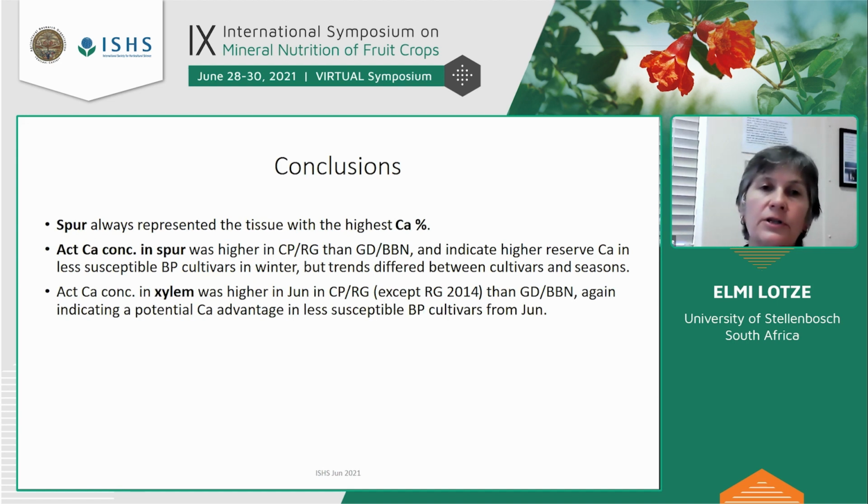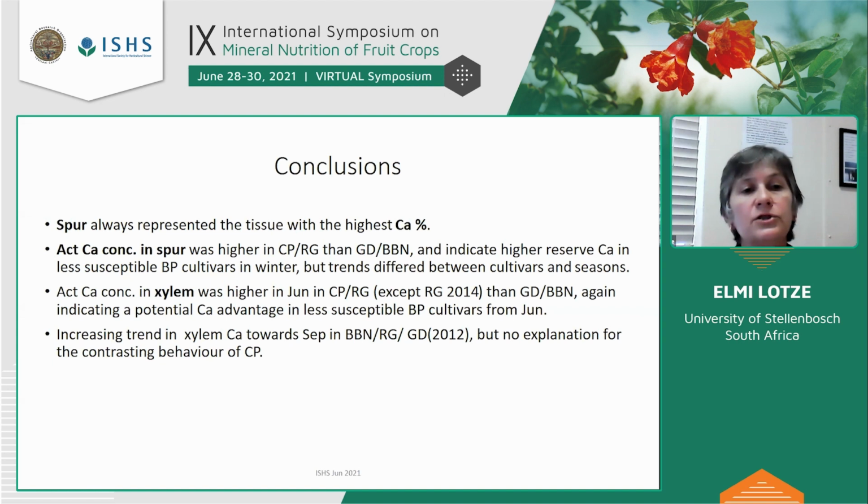The actual calcium concentration in the xylem was higher in June in Crips Pink and Royal Gala, except for Royal Gala in 2014, than the Golden Delicious and the Brabant buds. This again indicated the potential advantage with calcium in these tissues in the less susceptible cultivars from June. This also showed an increasing trend in the xylem calcium towards September in some of the cultivars, the Brabant, the Royal Gala, and the Golden Delicious, but only for 2012. But unfortunately, at the moment, it gives no explanation for the contrasting behavior that we noticed in Crips Pink.